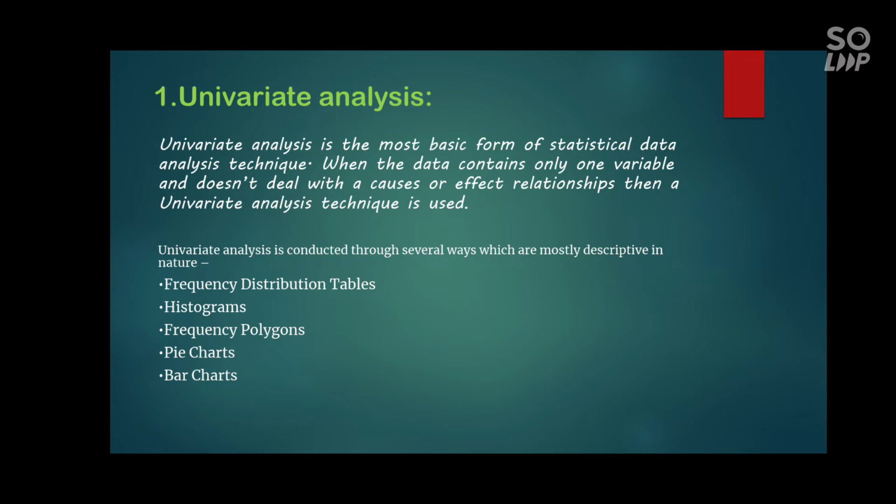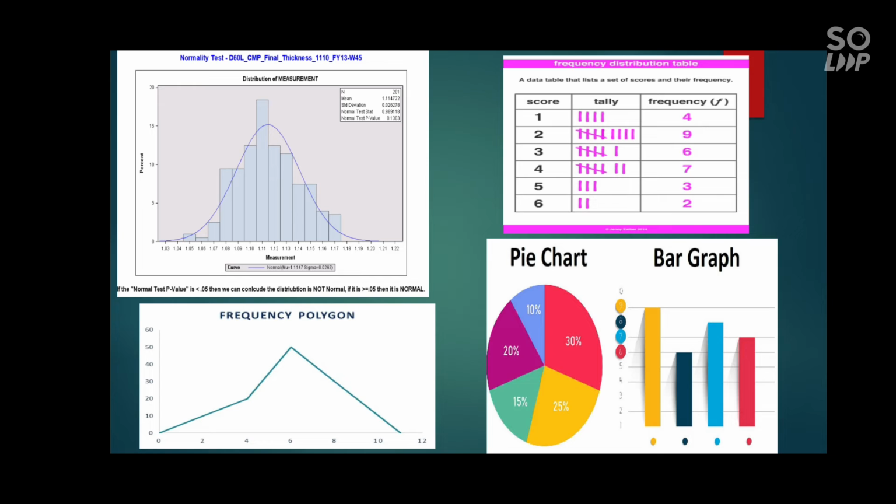The purpose of univariate analysis is to understand the distribution of values for a single variable. Univariate analysis can be done with the following methods: frequency distribution tables, histograms, frequency polygon, pie chart, bar chart. Model graphs are given below.